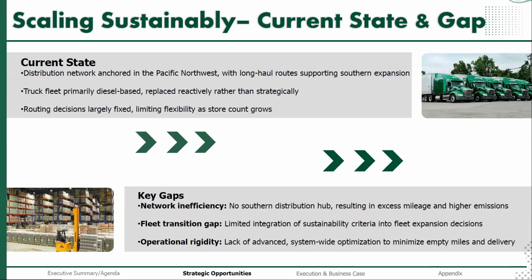Our key gaps that we want to highlight: number 1, network efficiency. We don't have a southern hub. Number 2, fleet transparency. We're not looking at the sustainability of the diesel trucks. And number 3, optimization rigidity, lack of advanced software.